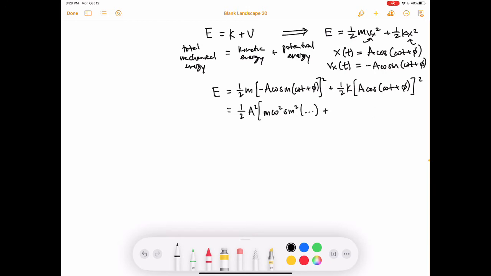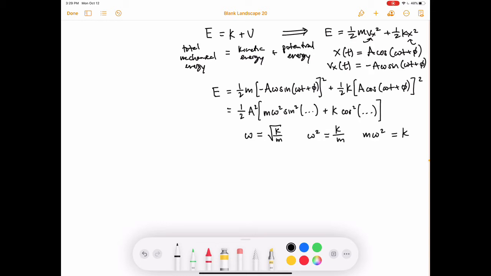And for my second term, 1/2 a squared is multiplying k. So there's just a k in front of cosine squared. Again, omega t plus phi is what goes in the cosine function. So the next thing we'll do is remember that omega, by definition, is the square root of k over m, which means omega squared is k over m, which means m times omega squared is equal to k.